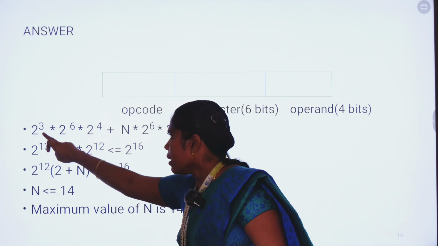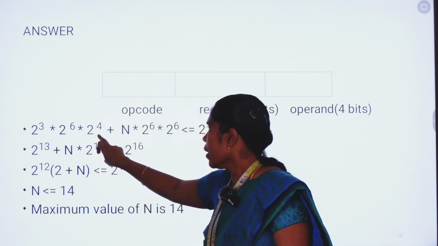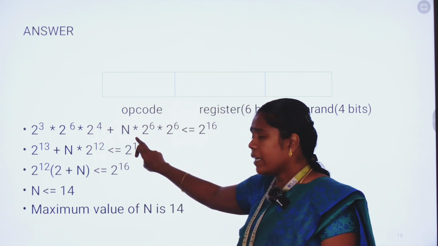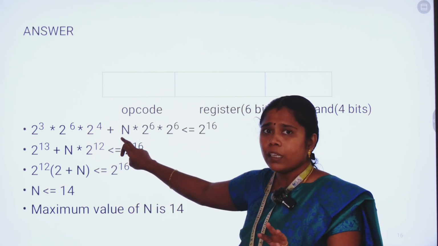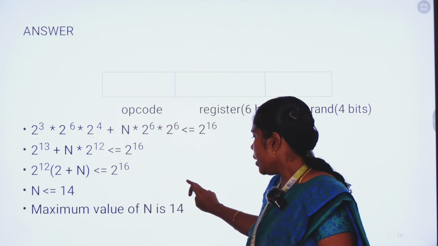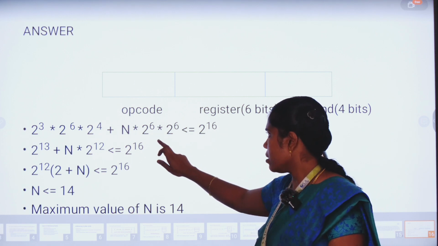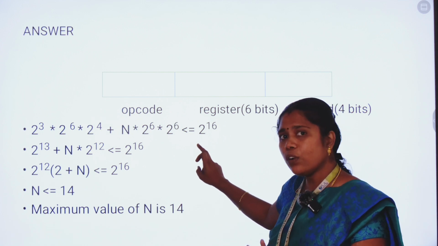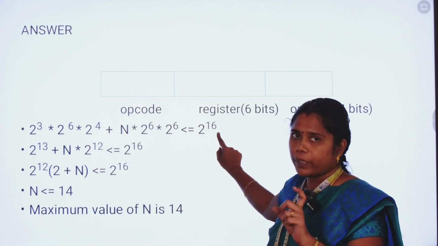So 2 power 3, that is 8 possible opcodes for the immediate type instruction, into the register value 2 power 6, into the operand field, which takes 2 power 4, plus the register type instruction, the R type instruction. We do not know the number of opcodes in the R type, so I have taken that value as n. For the register, the number of bits needed is 6. We have two registers in the R type instruction, 2 power 6 into 2 power 6. All those values combined should be less than or equal to 2 power 16, because the maximum permitted value for the instruction format is 2 power 16.